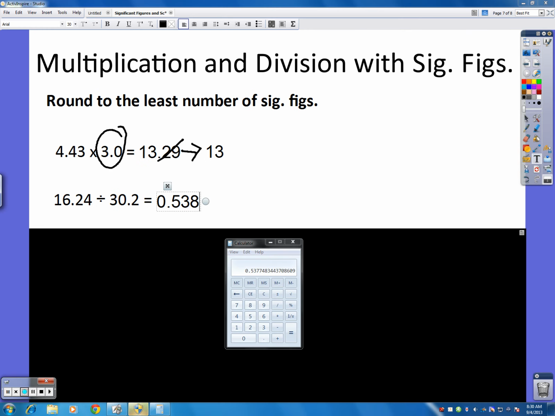So in this case, looking at the calculator, you've got some really long, unwieldy decimal here. And this is exactly why we use significant figures, so that everybody's rounding to the exact same decimal place. And so you've got this 0.537748 on and on and on, probably more than that. But the 30.2, that's three significant figures. And so we're going to round our answer to three significant figures. So it's 0.538. Again, there's more of these in your book, and we'll do some more in class. So make sure you're familiar with this.